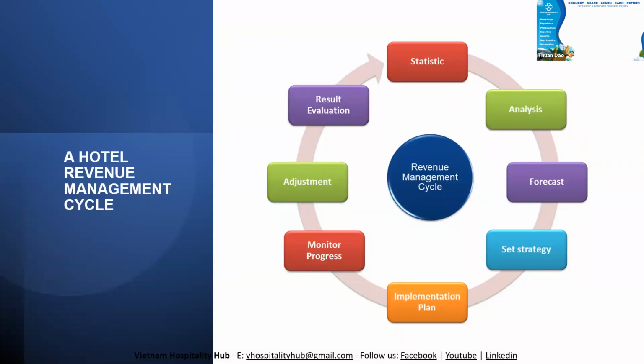I also have this one like a cycle. I name it a revenue management cycle. This is the cycle that you need to remember to apply revenue management. So these are the steps. Statistics over here, and then analysis, forecast. After you understand everything, then you forecast the demand, and then you set the strategy depending on the forecast. Then you implement it, monitor progress, and then try to adjust. If it's not appropriate, then adjust it to make sure that you achieve the result.